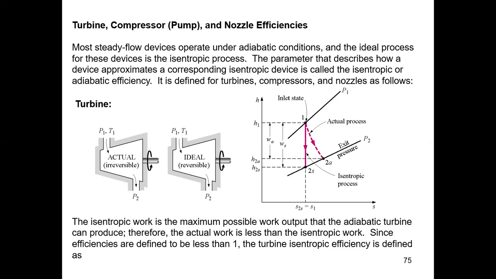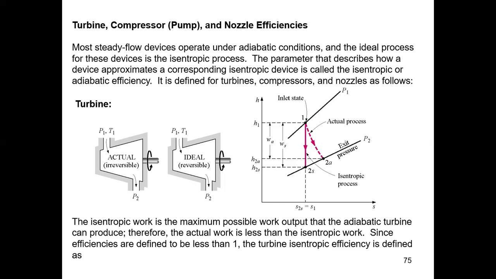So the turbine is shown over here. It's irreversible, with pressure and temperature P1 coming in and P2 going out. The actual process is irreversible, and the ideal process is reversible. They show it in the enthalpy H versus entropy S diagram at two different pressures. You have the isentropic process, the straight vertical line going down, the red line. That's the ideal process. The actual process will deviate from the straight vertical line going down.